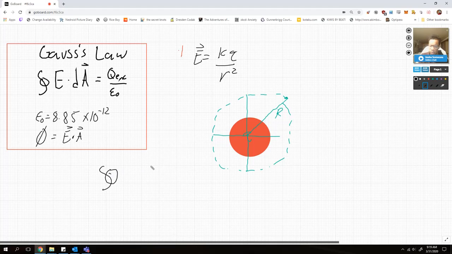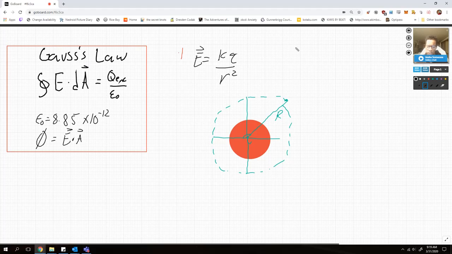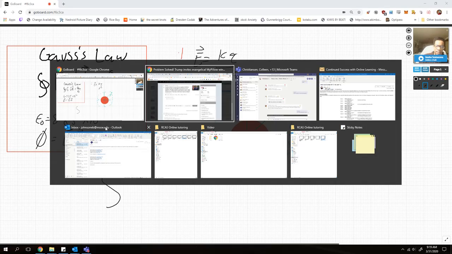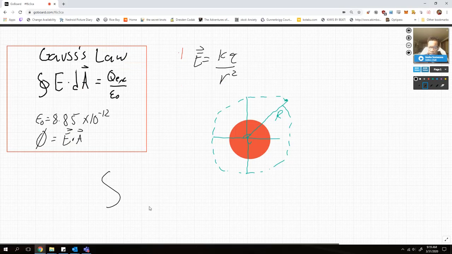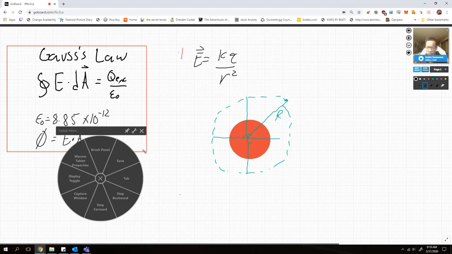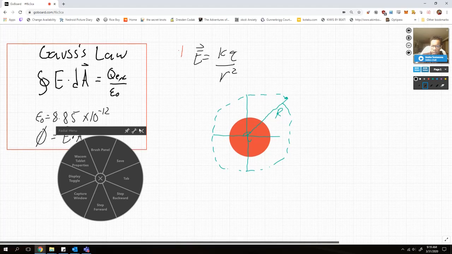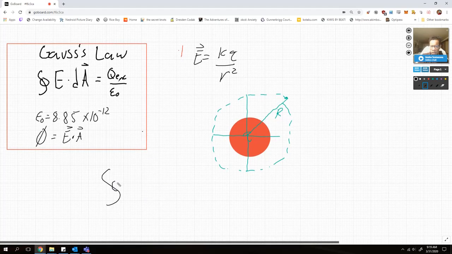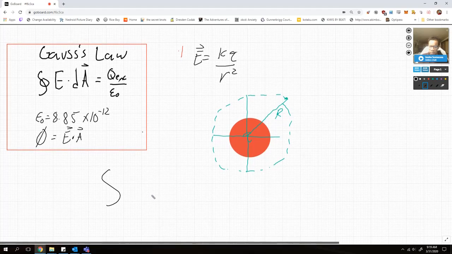I don't know why it's scrolling. I think I'm pressing something. Why is it doing that? Sorry, one second. I don't know why this thing is doing what it's doing. That works.